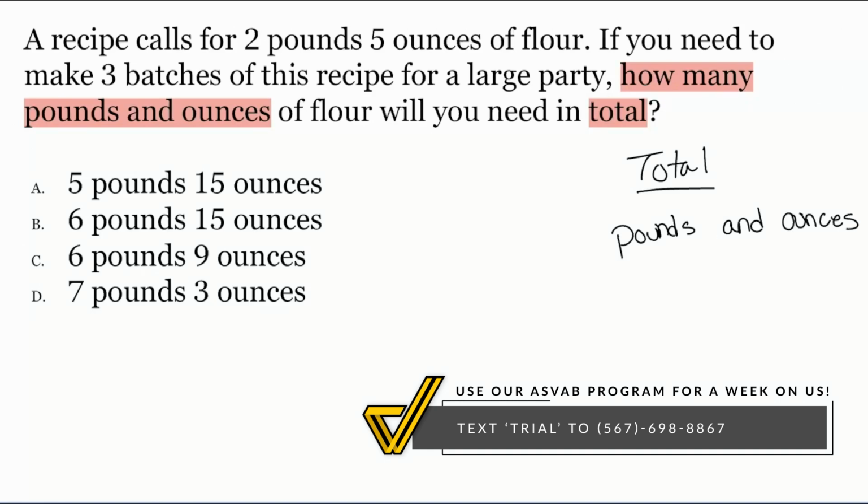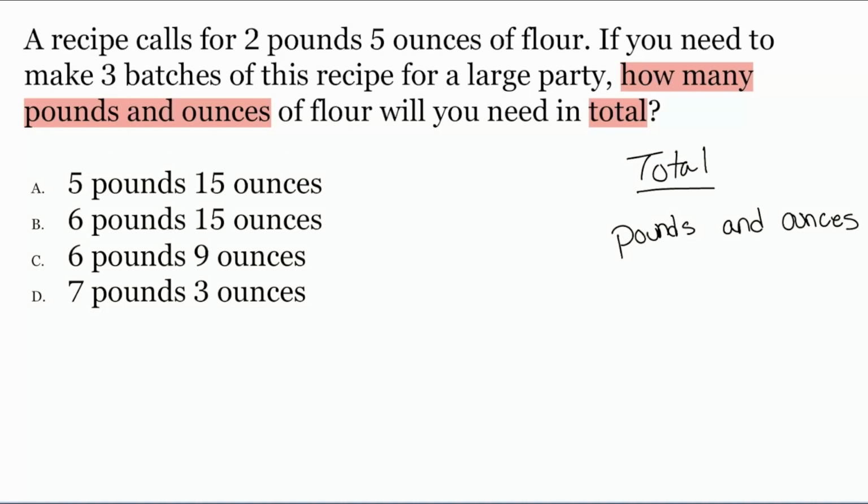Okay, boom. Now that we know what we're trying to end up at, let's begin understanding what we have to work with. The way I like to think about it is, what do we want? The question. What do we have? The information. And what's the connection? Translating that English into math.